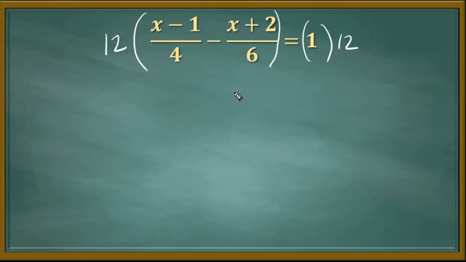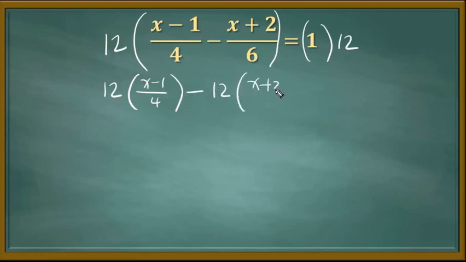So the first thing we need to do is to apply the distributive property of multiplication over addition on the left side. That's 12. Let's do this step by step. 12 multiplied by x minus 1 all over 4 minus 12 multiplied by x plus 2 all over 6 equals, now again, we need to multiply 12 also to the right side, which makes it 12 times 1, or 12.